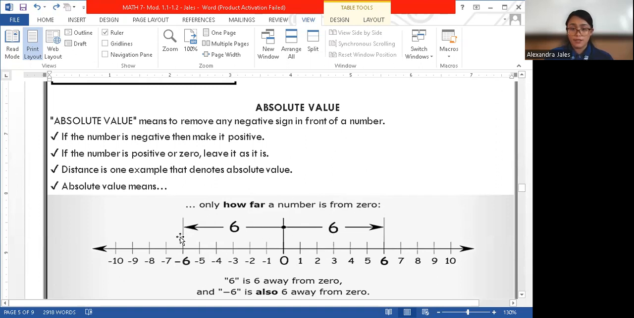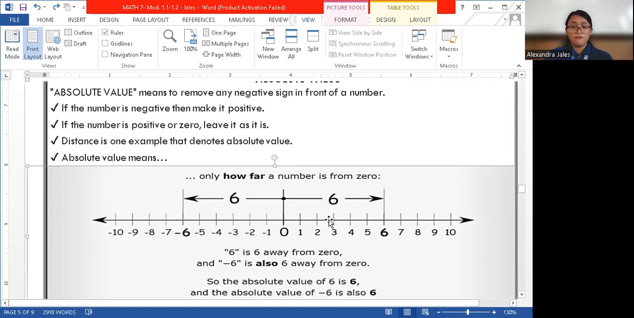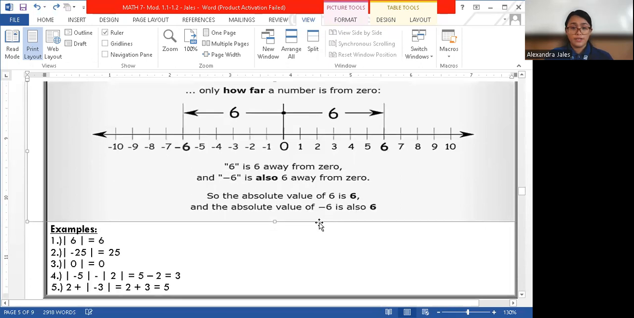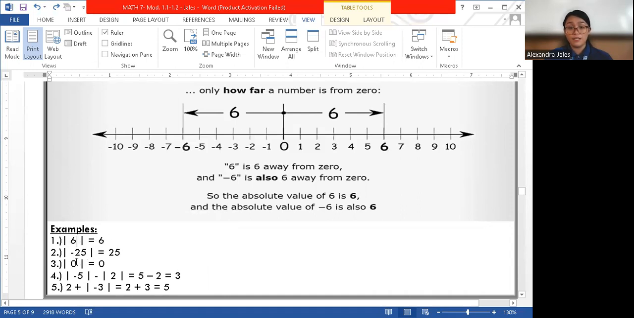So we have here the distance from -6 to 0 is 6. That's why that is our absolute value. How about 0 to +6? Still 6. Because again, that is how far a number is from 0. So for example, we have this absolute value symbol. Absolute value of 6 is still 6. Absolute value of -25 is still 25.